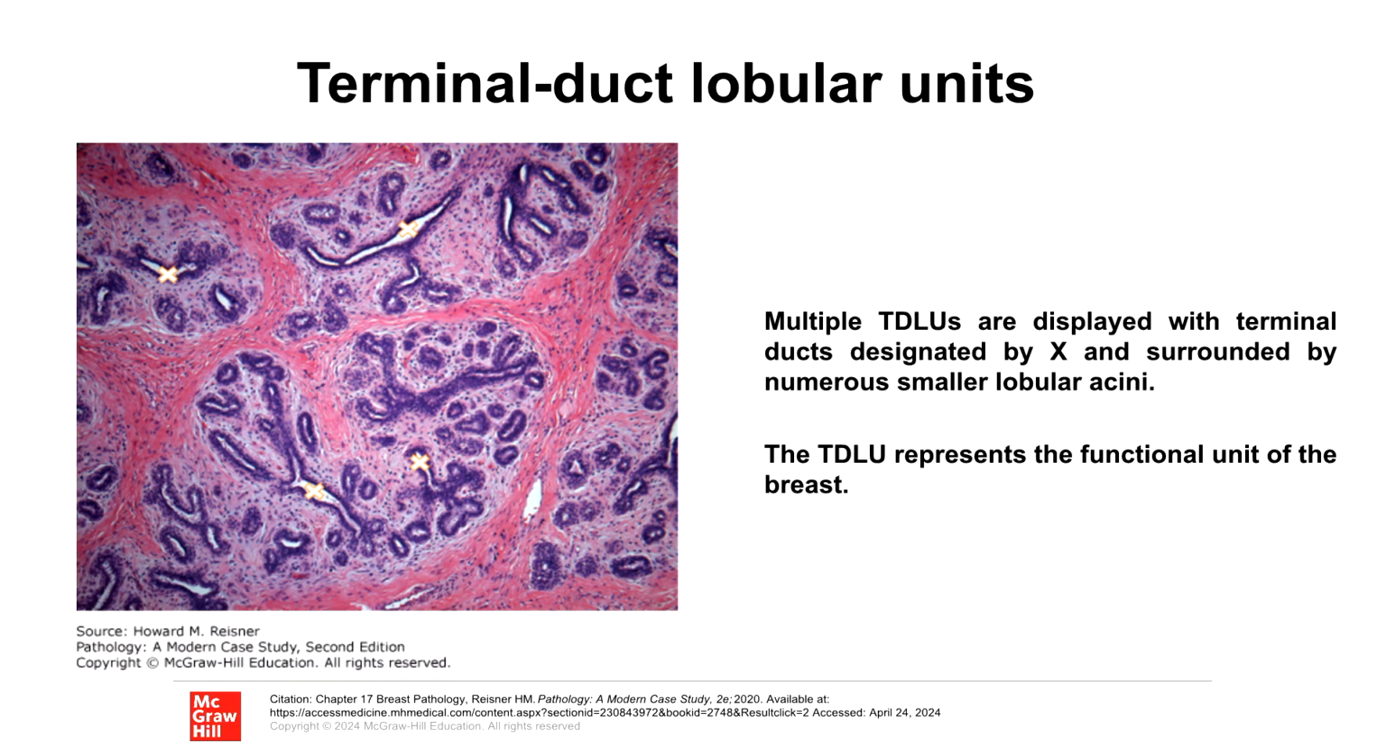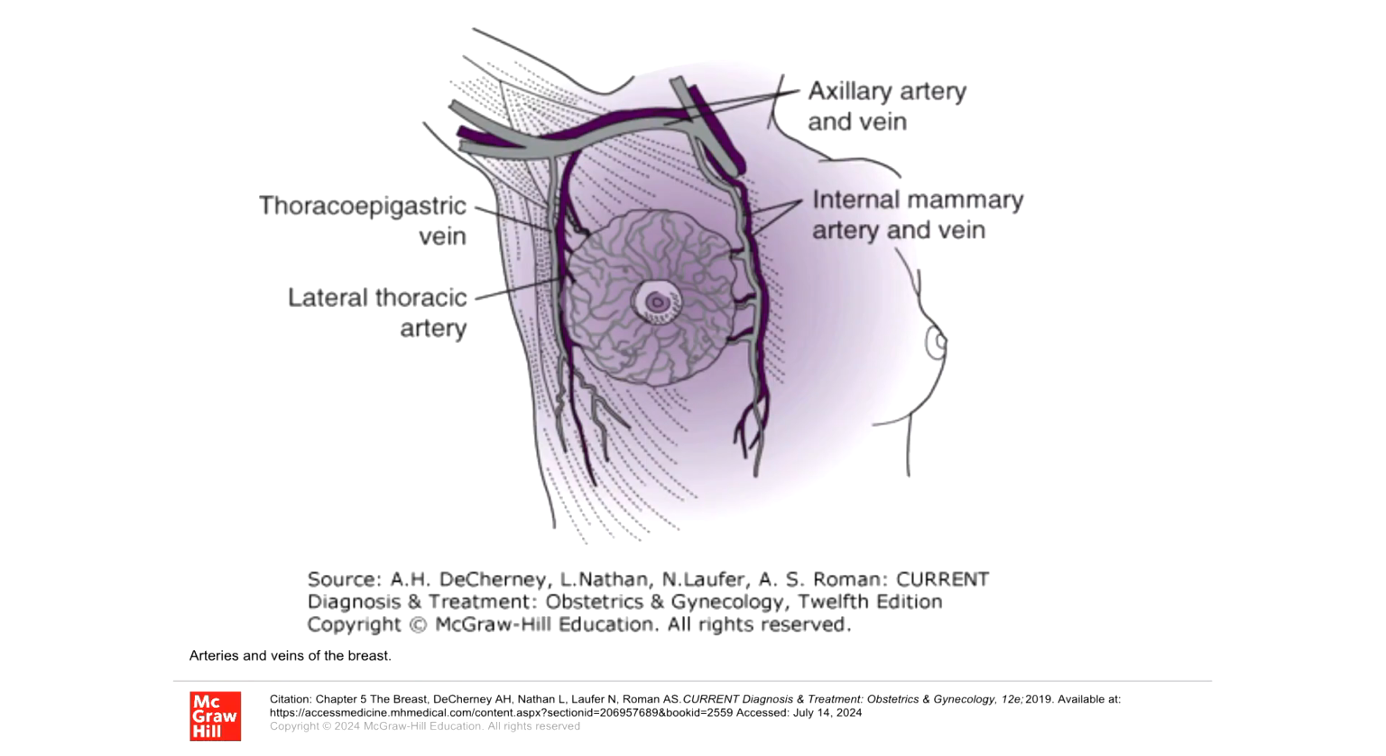This is a histological picture where you're seeing the X representing the terminal duct unit. Each X is a terminal duct unit. This is fundamental knowledge to understand breast cancer.